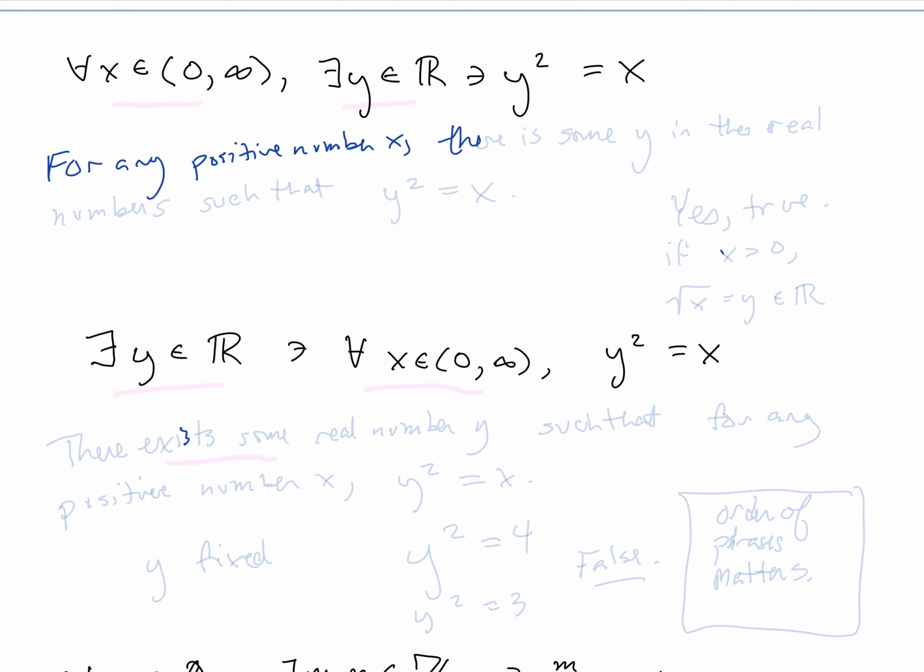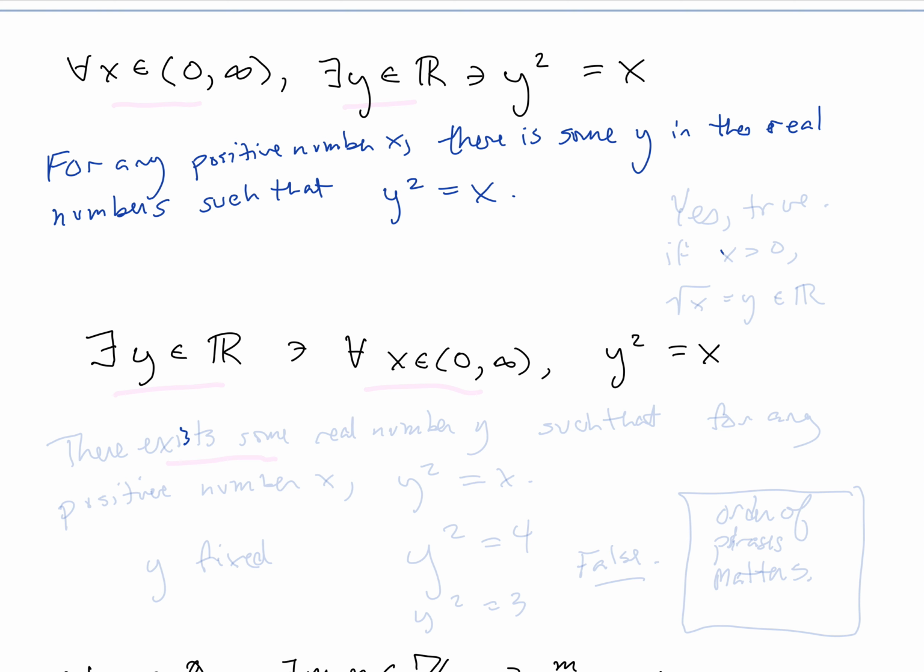There is some y in the real numbers. We could also say there is some real number y such that y squared is equal to x. So that's how we would say that out loud and how we would write that.